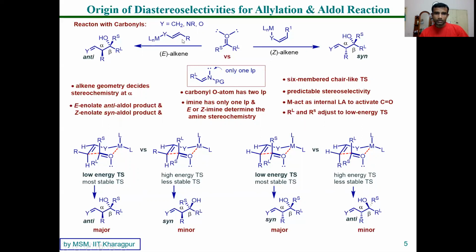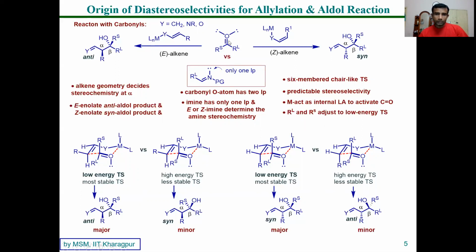Alpha means here. If you take E, you get something; if you take Z, you get the other. Let's say you get this E here. Here R is up, and here you get the Z alkene. You get the syn product, where R is down. You may ask why OH is down here. I'll discuss this later on, not now. Another important factor, as I mentioned, is that an E enolate gives you the anti-aldol product, and a Z enolate gives you the syn aldol product.